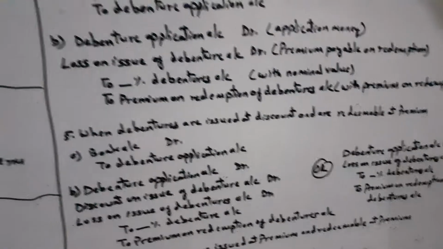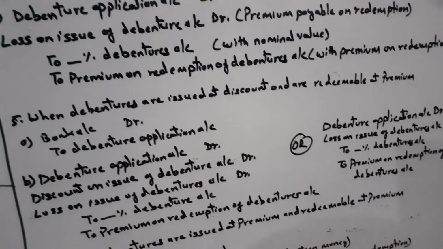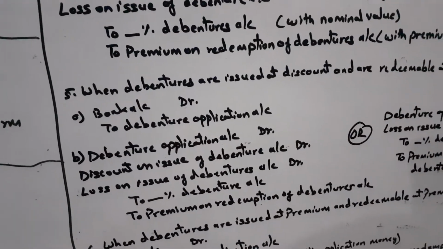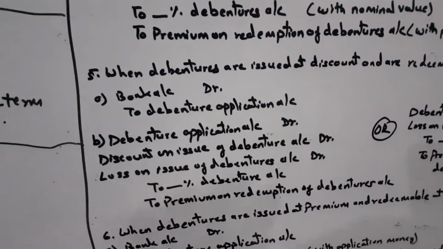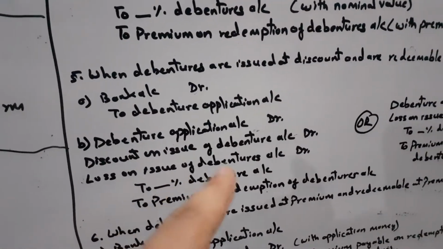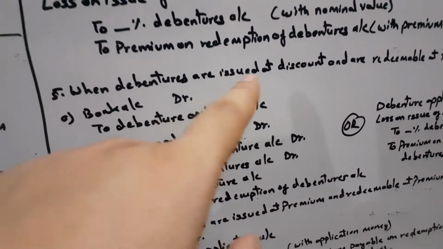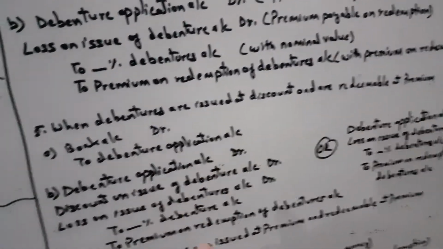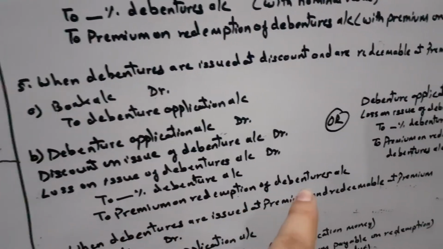Fifth entry speaks about when debentures are issued at discount and are redeemable at premium. Here you are issuing the debentures at discount and redeemable at premium. So bank account debit to debenture application account. This entry will be the same in each case. The only difference is the second entry. Now debenture application account debited, discount on issue of debentures account debited, loss on issue of debentures account debited. This discount is because it is issued at discount. This loss on issue represents that you are redeeming the debentures at premium, therefore the loss on issue of debentures, 2% of debentures account, to premium on redemption of debentures.